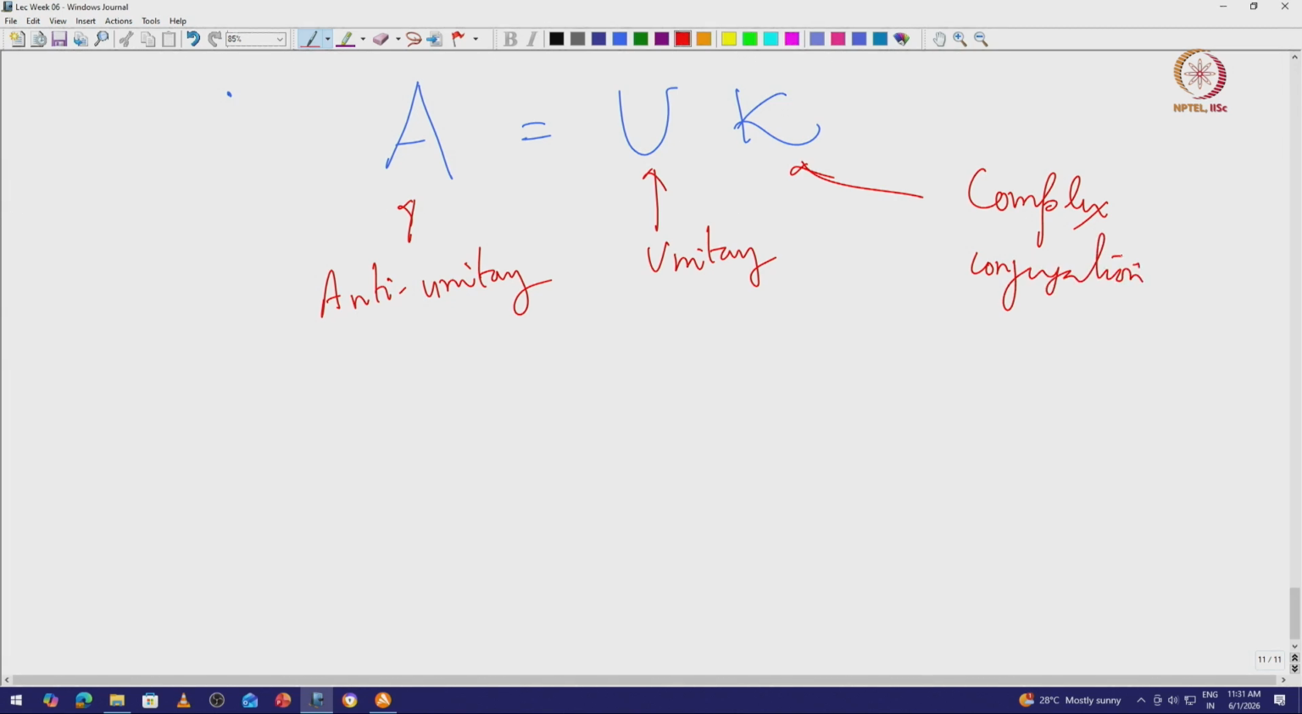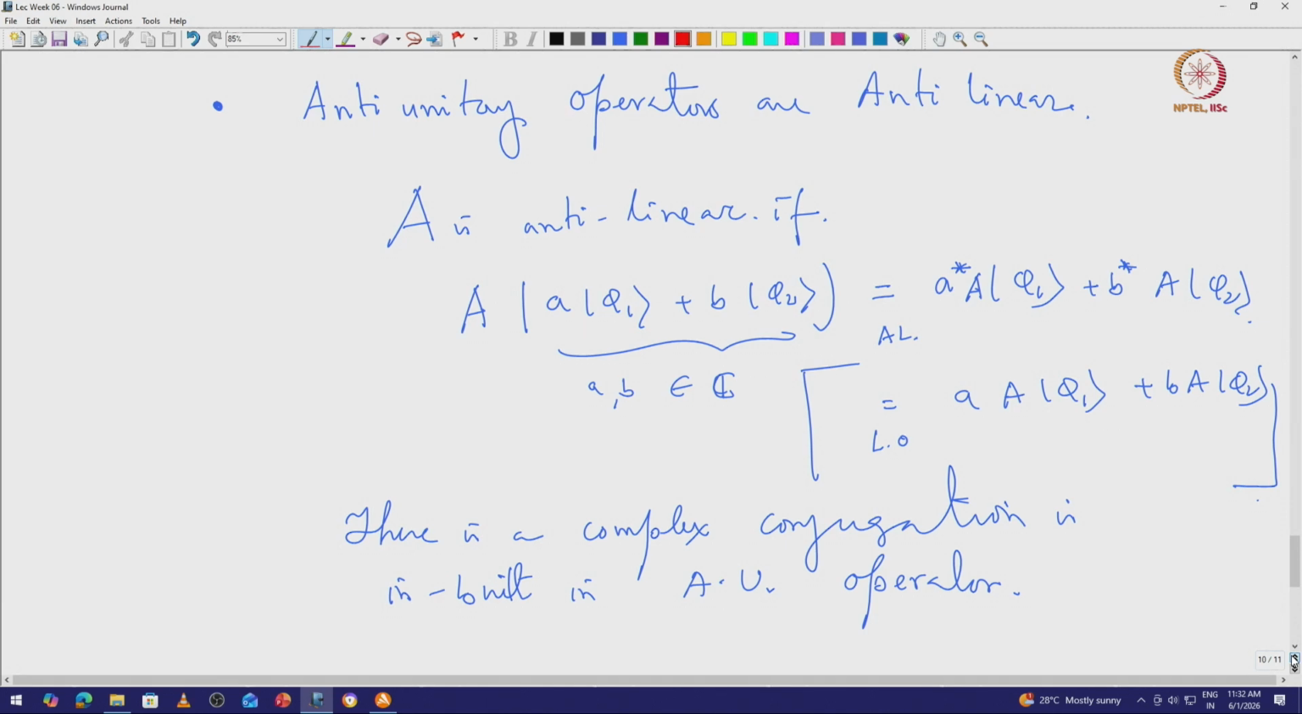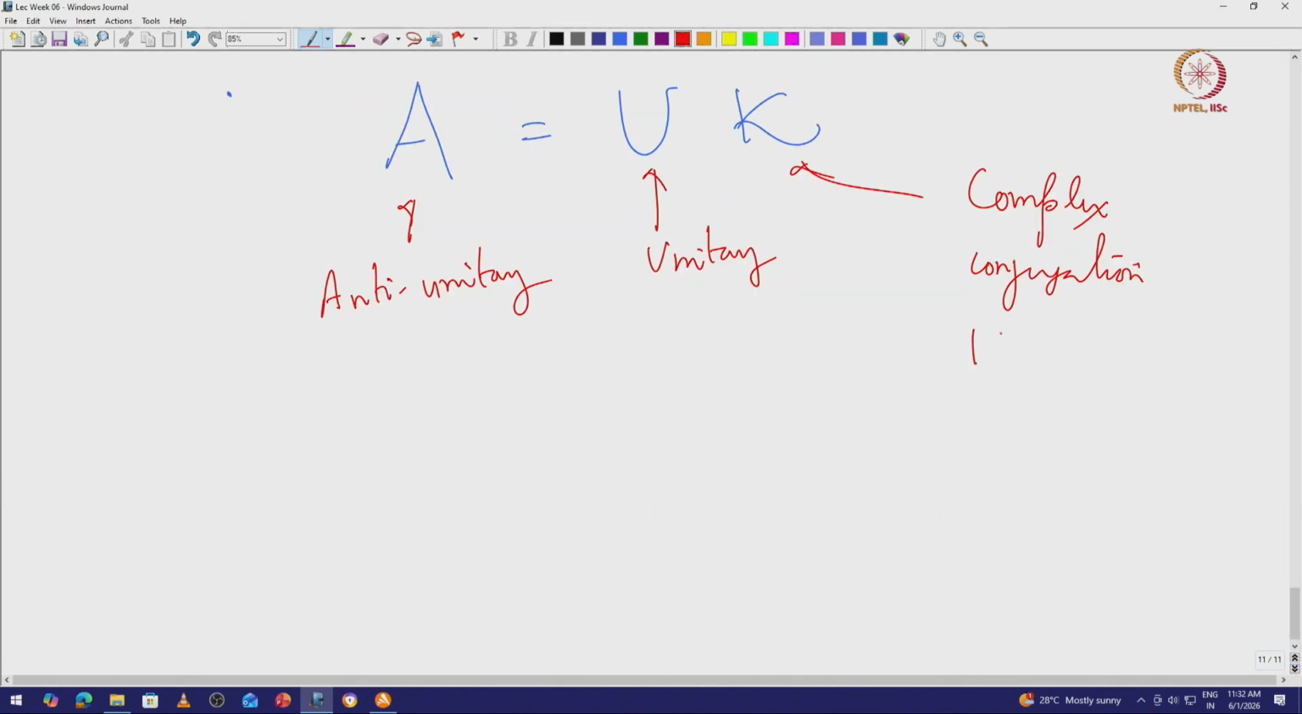So, complex conjugation is exactly what we just defined. Wherever it finds a complex number, it gives you the complex conjugate of that variable. Obviously if you apply it twice, you get back the same, whereas for unitary operators, u dagger u is equal to identity, and here also a dagger a equal to identity.